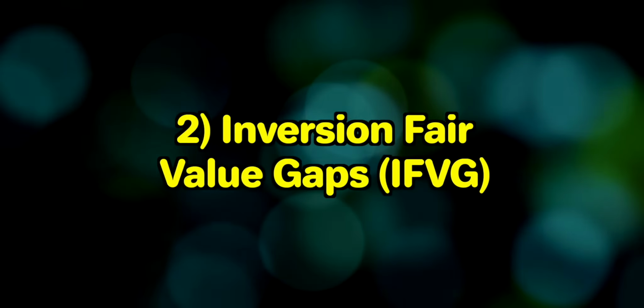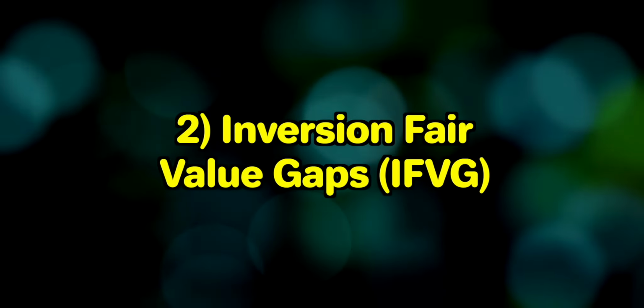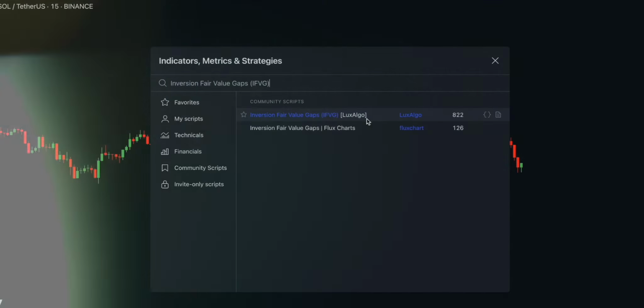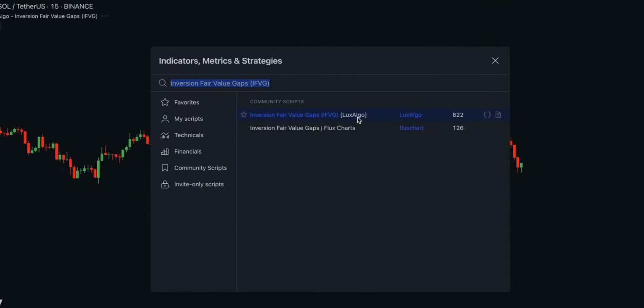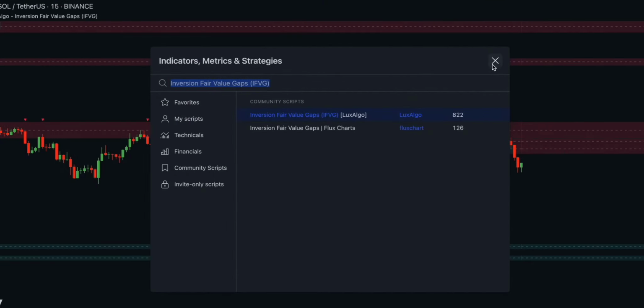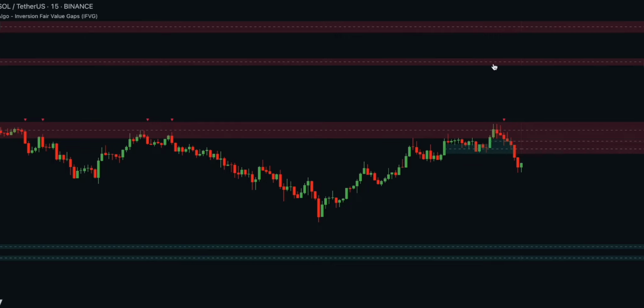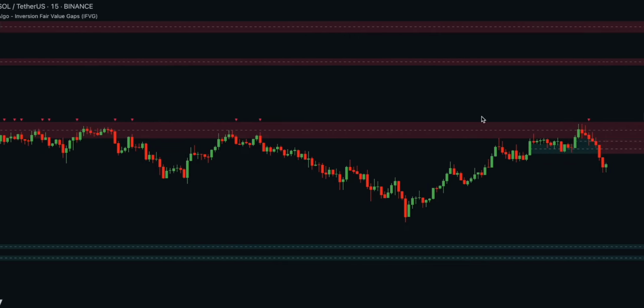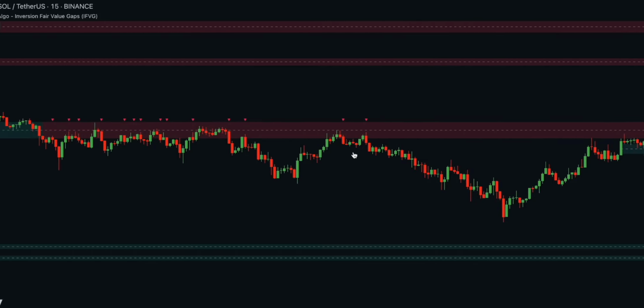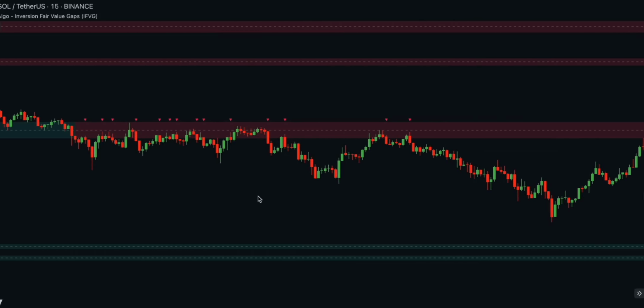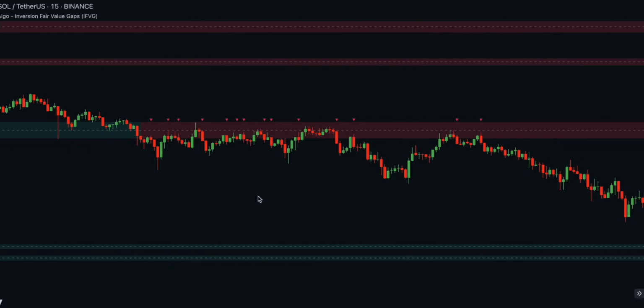The second indicator on my list is called Inversion Fair Value Gaps by Lux Algo. This brand new script was published a couple of days ago. The trade entries this indicator gives are truly wonderful. Before we get into practical examples, let's learn how the inversion fair value gap functions. It is important to mention that this indicator is based on the inversion fair value gaps concept by ICT.